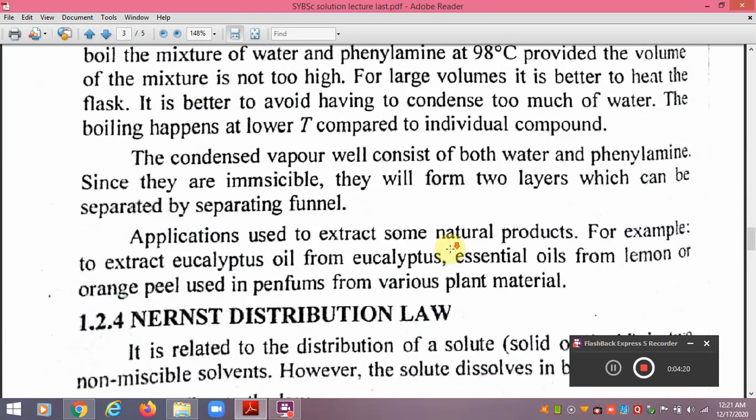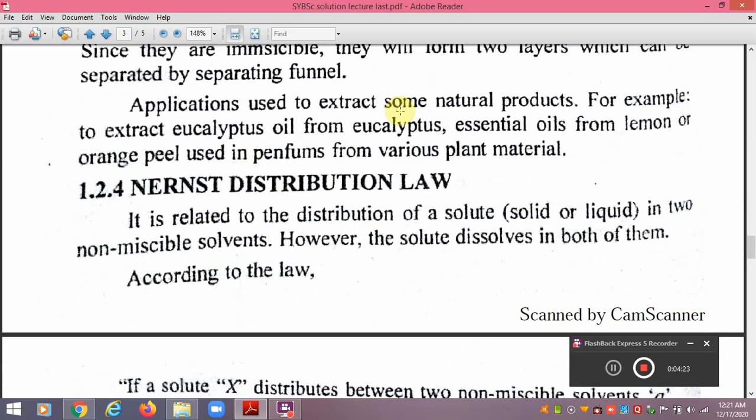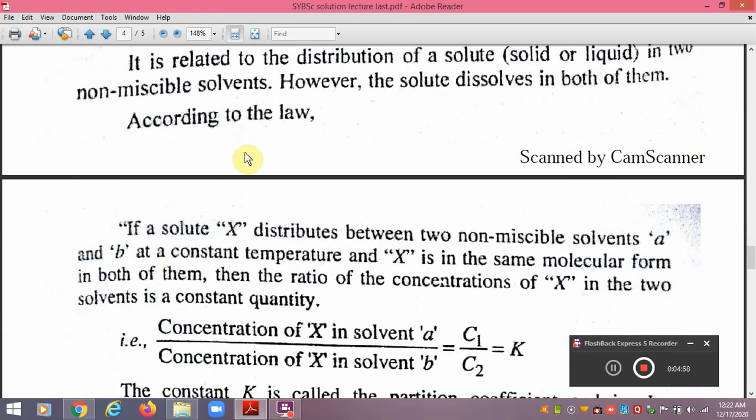Here, the application to extraction of the Nernst distribution law is very important. Whenever there are two immiscible solvents and a solute is dissolved in both of them, it is related to the distribution of the solute in two non-miscible, that is immiscible, solvents. If the solute is soluble in both immiscible liquids, then it follows the Nernst distribution law. So according to the Nernst distribution law.